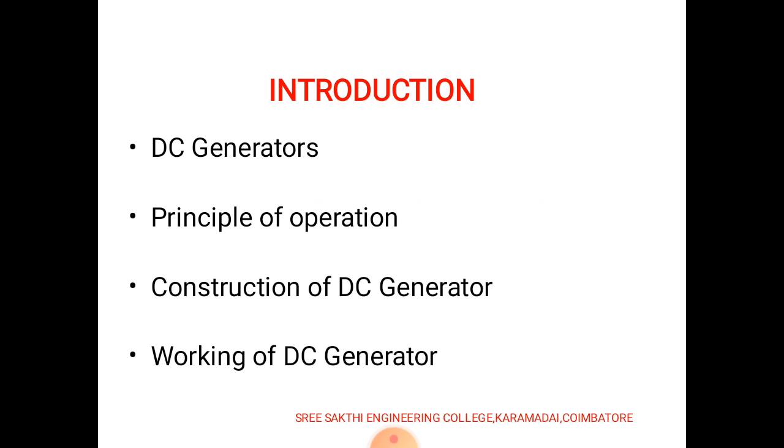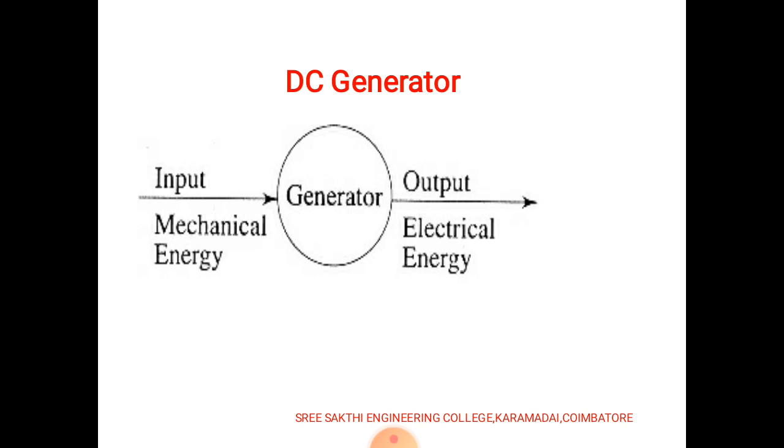Normally, electrical machines deal with the transfer of energy from one form to another form. An electrical machine which converts mechanical energy into electrical energy is called an electric generator. In this session, we'll discuss DC generators, the principle of operation, construction of the DC generator, and the working principle of the DC generator. As explained earlier, a DC generator is nothing but a machine converting mechanical energy into electrical energy.